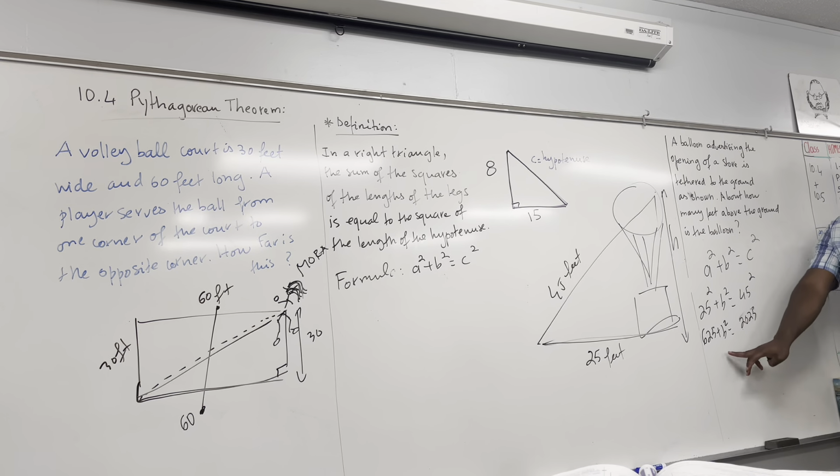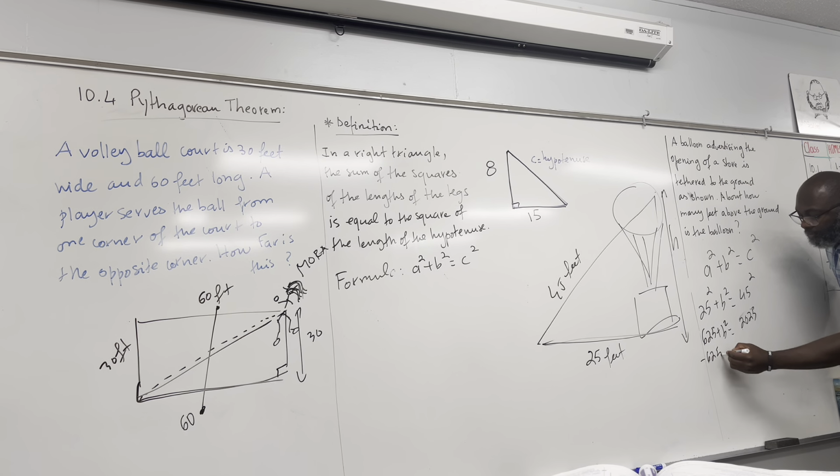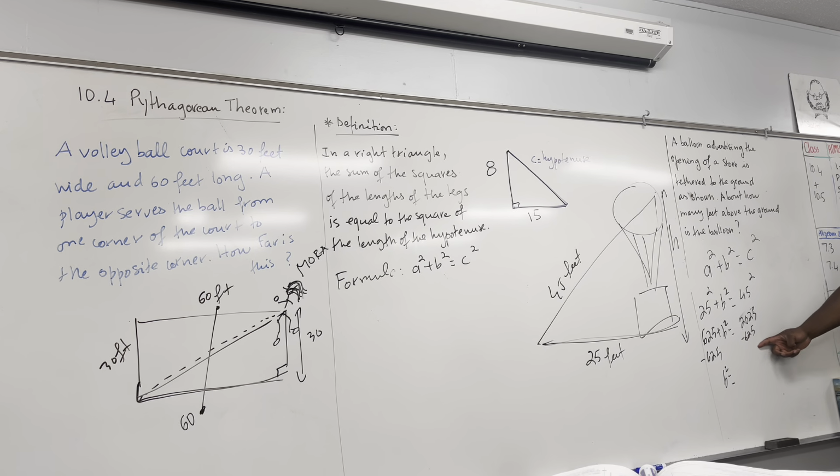And I have to solve for B squared. What am I doing here? Algebra. So B squared is equal to what? What's 2025 minus 625?